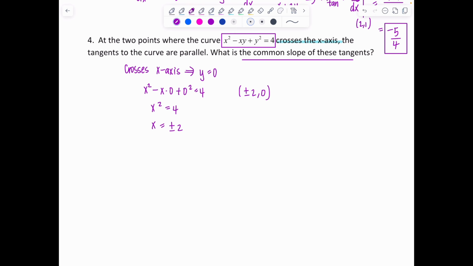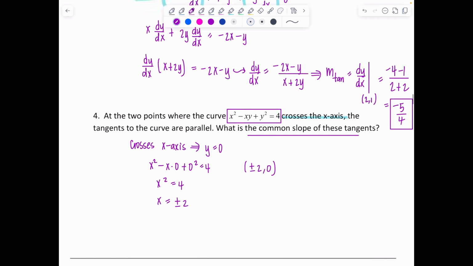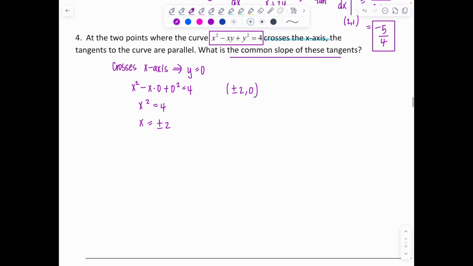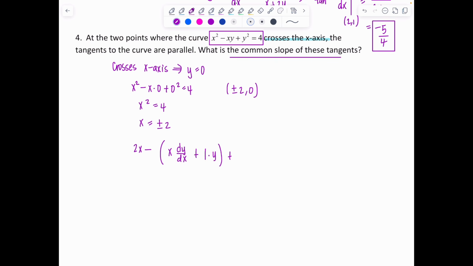Notice it's almost identical. I just have a minus xy, and here we had a plus xy. So I'm just going to quickly differentiate. So we've got 2x minus, I would put parentheses so you don't mess up, x times dy/dx, product rule, plus 1 times y, plus 2y dy/dx is 0. Keep dy/dx on the left, and I'll factor it out.